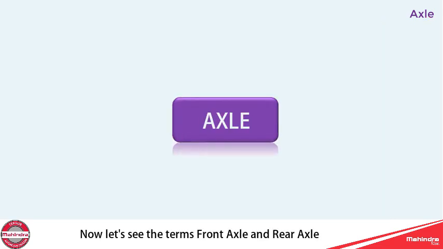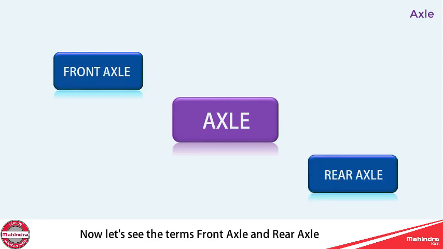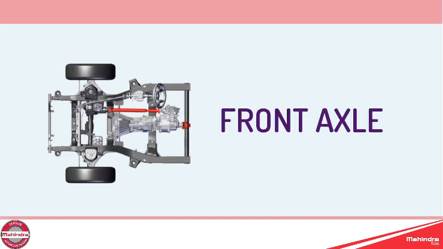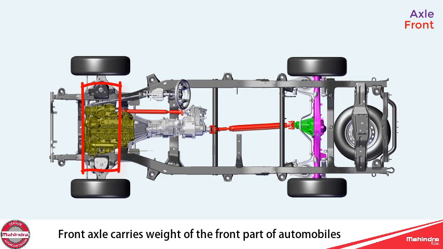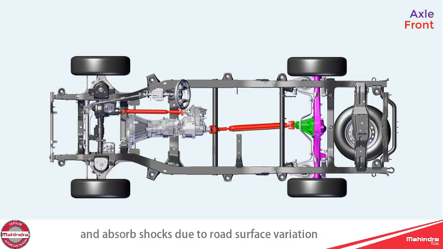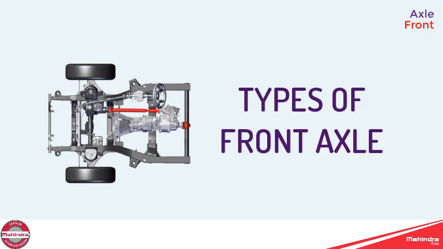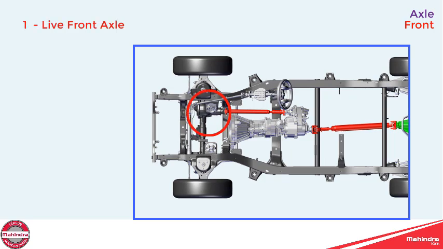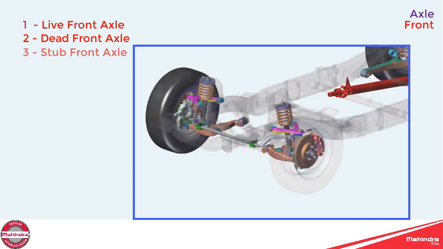Now, let us see the terms front axle and rear axle. Front axle. The front axle carries the weight of the front part of automobiles and absorbs shocks due to road surface variation. Types of front axle: live front axle, dead front axle, and stub front axle.